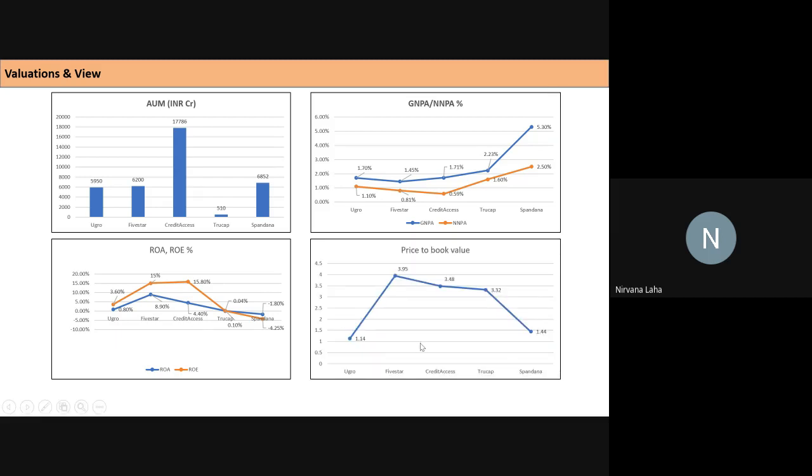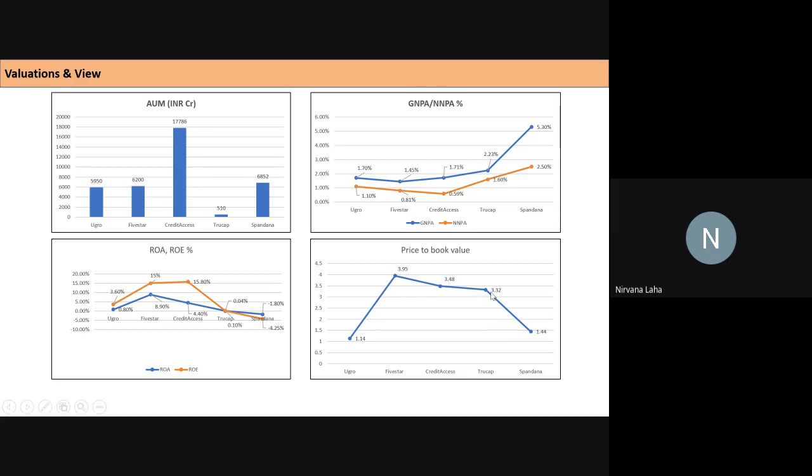So let's look at their valuations now. UGRO is at 1.1x book, Five Star is at 4x, Credit Access is at 3.5x. So my thesis is that UGRO will reach these levels in the next 2 to 3 years. That's why I'm invested in the company.